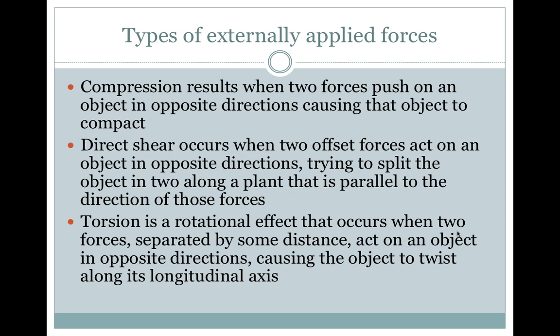Compression results when two forces push on an object in opposite directions, causing that object to compact. Direct shear occurs when two offset forces act on an object in opposite directions, trying to split the object in two along a plane that is parallel to the direction of those forces. Torsion is a rotational effect that occurs when two forces, separated by some distance, act on an object in opposite directions, causing the object to twist along its longitudinal axis.